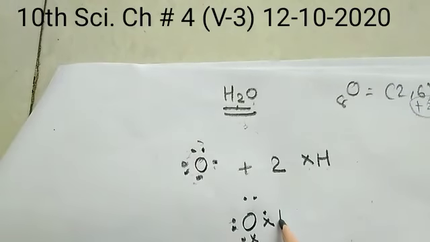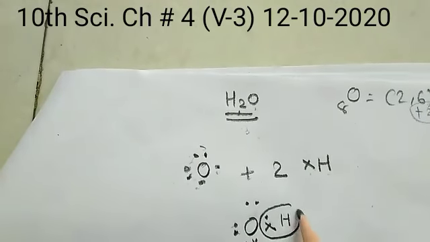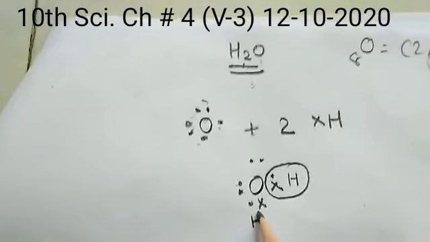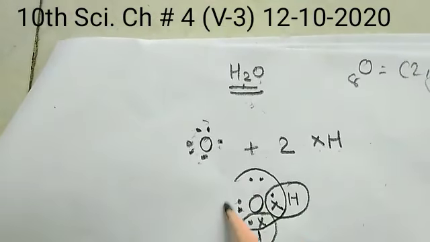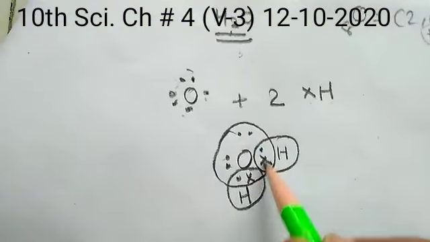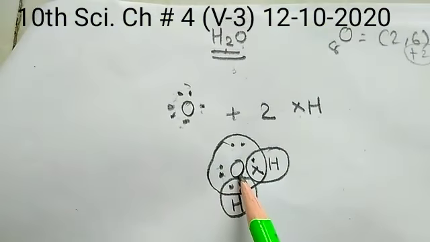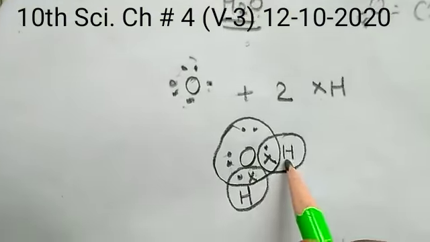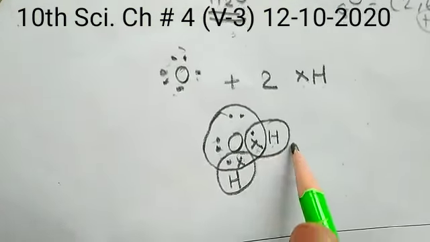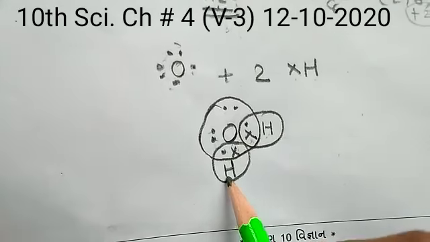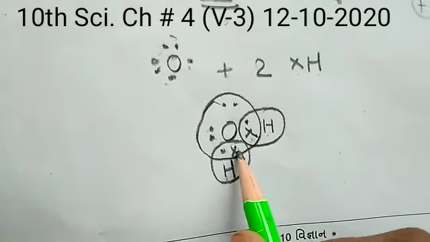So here we write the H. This will complete it. Here also we write the H. This is also completed, and it will become like this. So 1, 2, 3, 4, 5, 6, 7, 8 means oxygen has completed its octet. Similarly, hydrogen 1 and 2 means it has also attained the noble configuration. Here hydrogen also has completed its noble configuration.